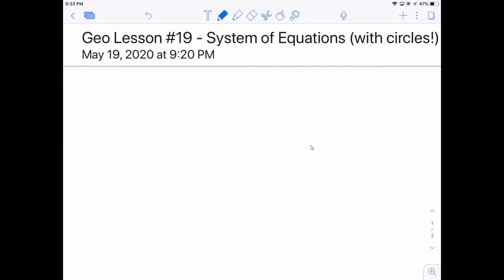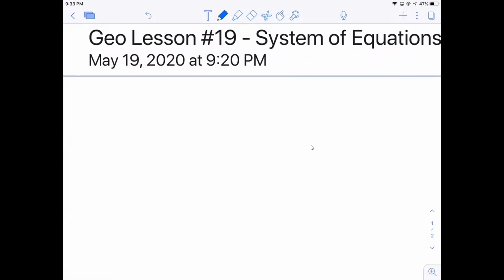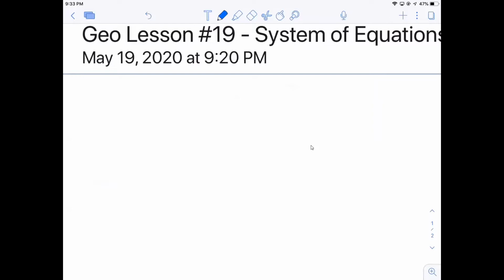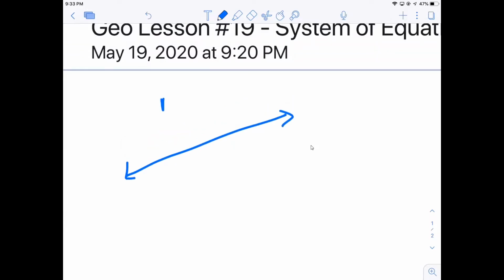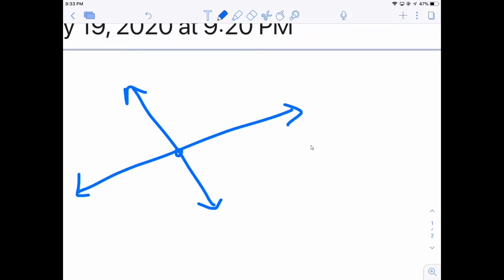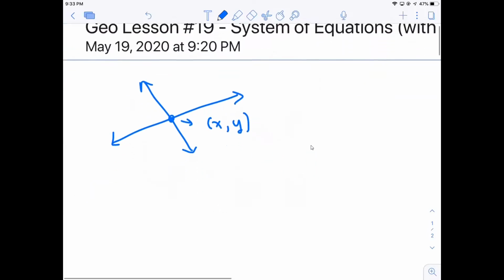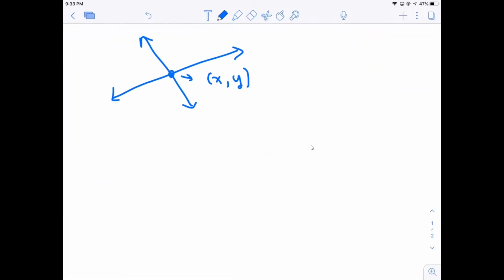So let's get started. System of equations, right? We know graphically the solution to a system is where the two equations intersect. We've all done linear systems of equations. If we have two lines, how many solutions could we have? Usually one solution, when the two lines aren't parallel and they intersect once. That intersection point will be an x, y ordered pair, and that ordered pair is the solution to that system of linear equations.